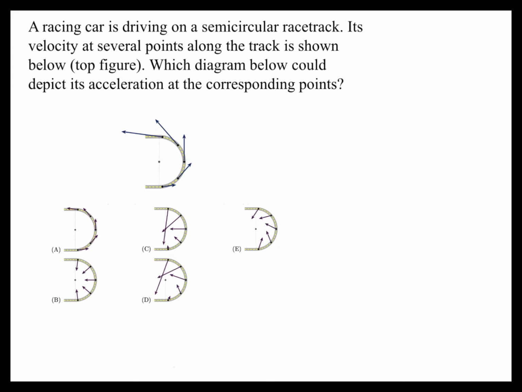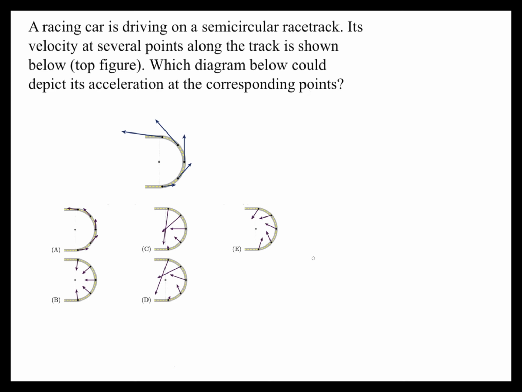A race car is driving on a semicircular racetrack. Its velocity at several points along the track is shown in this figure. Which diagram below could depict its acceleration at the corresponding points?